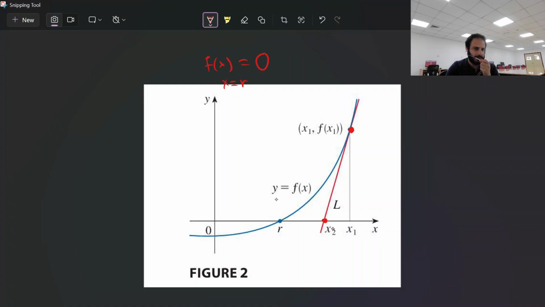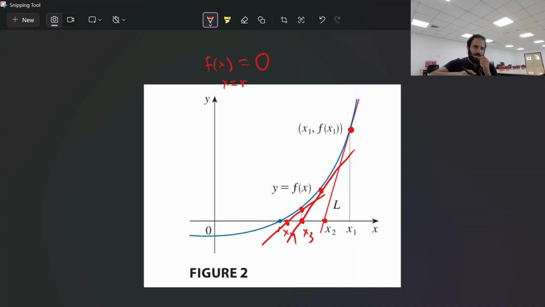x1 or x2? x2. Now again, x2. Draw again the tangent line, now for x2. You get x3. x3 is closer, right? Now tangent for x3, you get x4. Do you understand the idea of this method now? It's just like this.